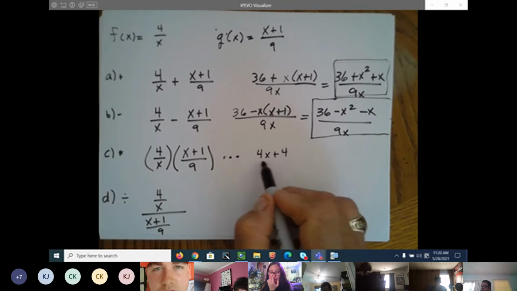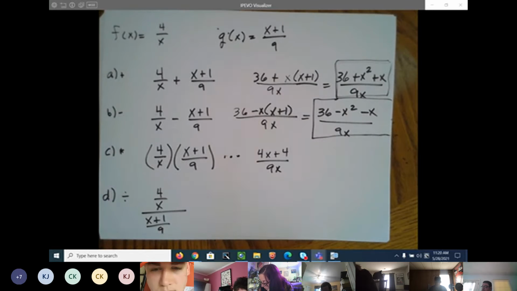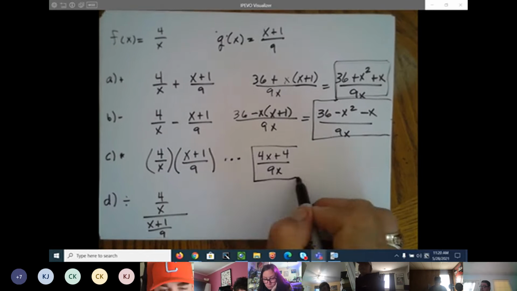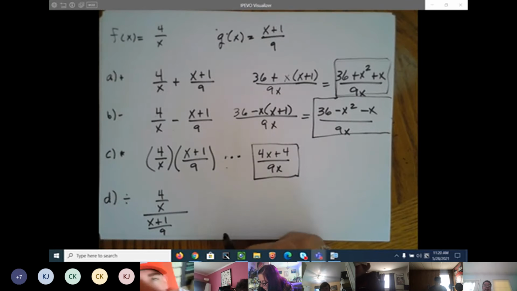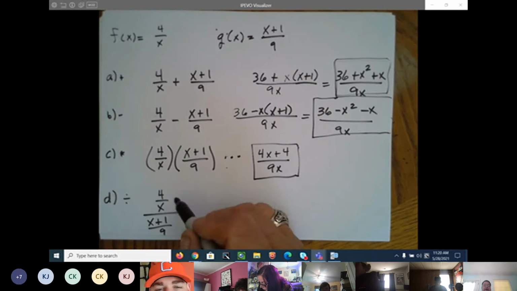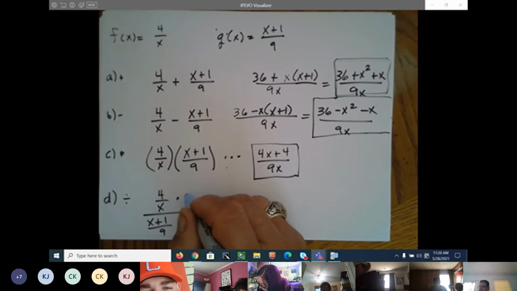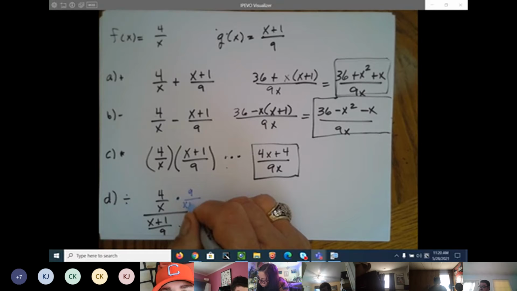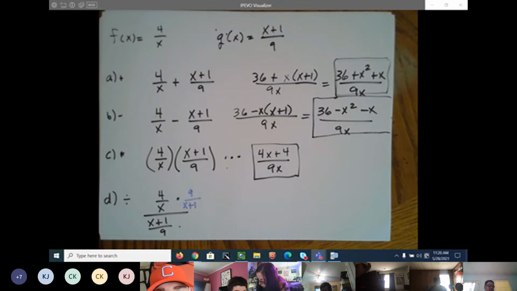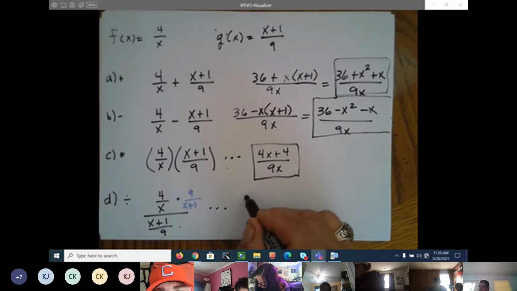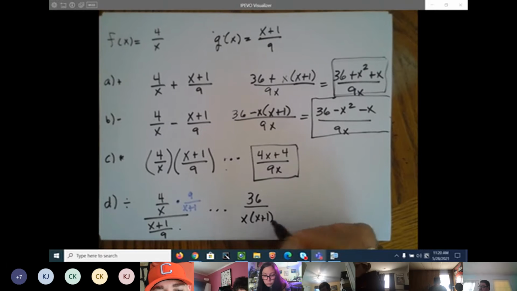4x plus 4 over 9x. I skipped a couple of steps. And what do you do when you divide a fraction by a fraction? You multiply by the reciprocal, which is 9 over x plus 1. And that's going to give you 36 over x times x plus 1.